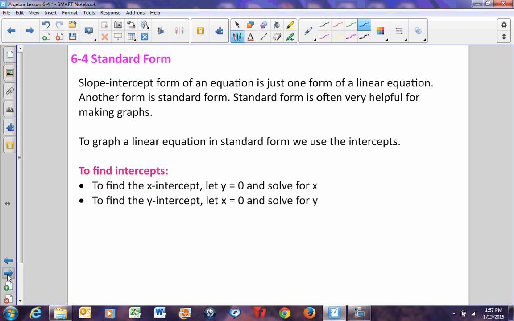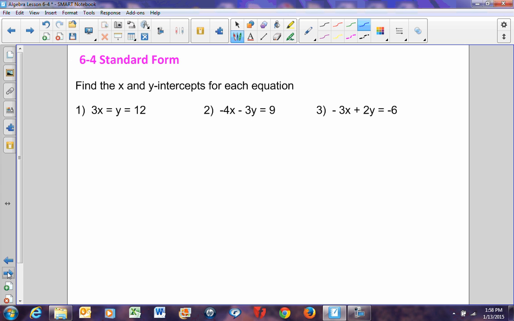To graph a linear equation in standard form, we use the intercepts. Very simple to do. To find your x-intercept, let y equal 0 and solve for x. And to find the y-intercept, let x equal 0 and solve for y. And I have a nice little shortcut that makes it really easy, so you don't even have to try to remember that. It's just a little shortcut that I'll show you that will help you graph using intercepts.